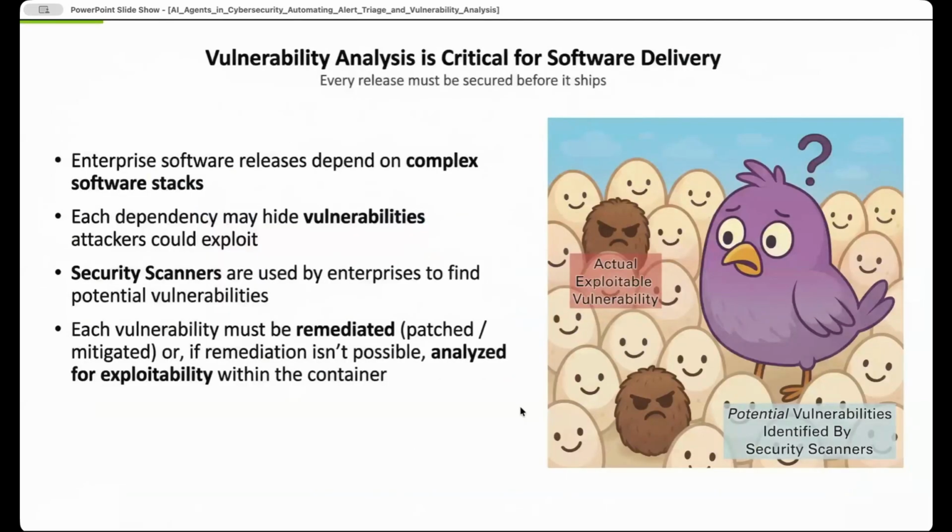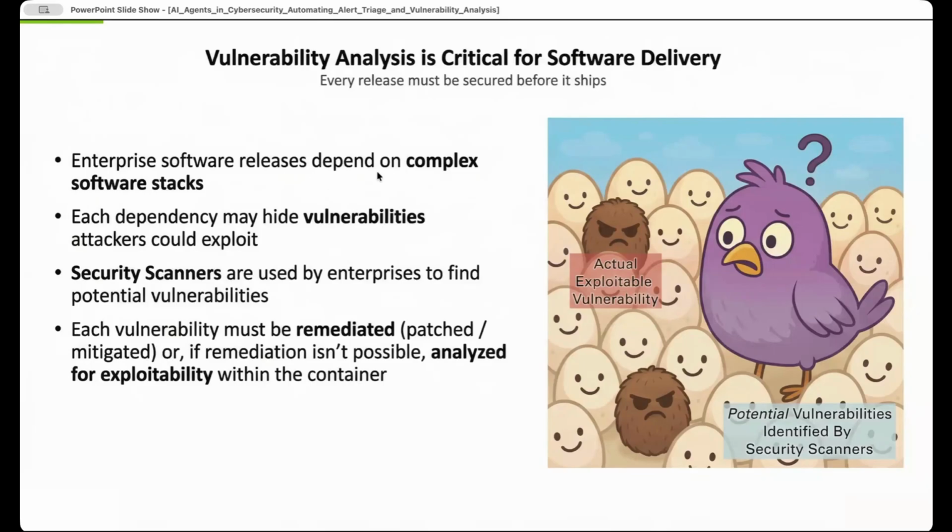Okay, let's look at the second use case. First, a little bit of background about vulnerability analysis for software deliveries. Every release of the applications or services must be secured before it ships out, right? You can think of these vulnerabilities like they are good acts and bad acts, but they may all look the same from the appearance. So you want to detect the potential bad acts there, and whether they could be exploited by external attackers to do some malicious behaviors.